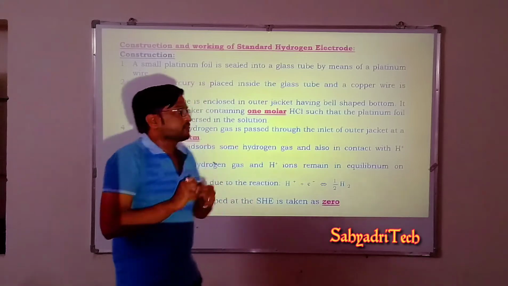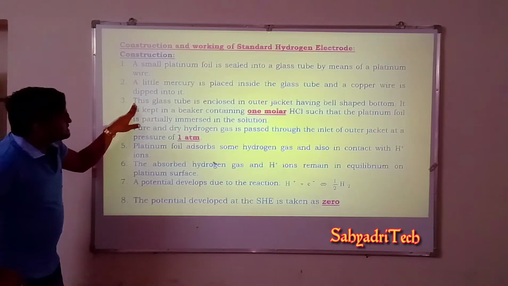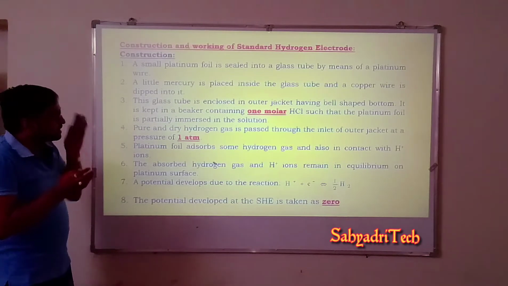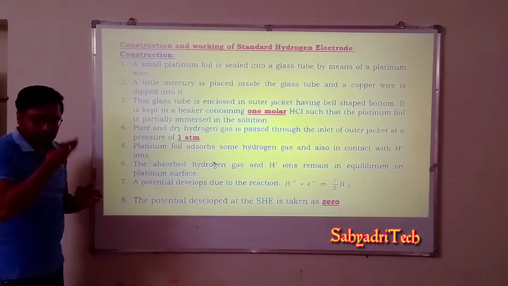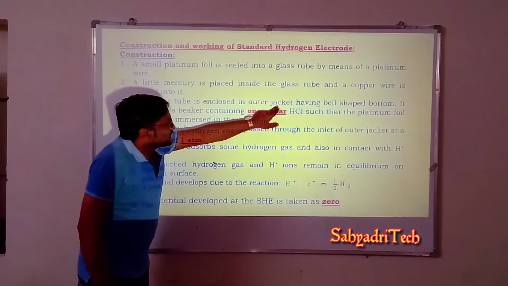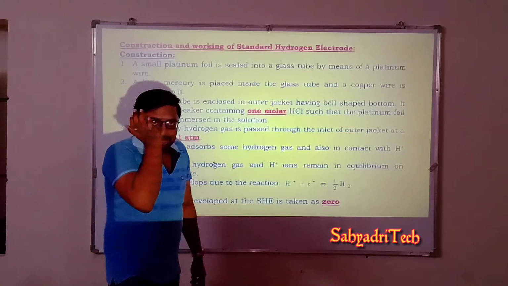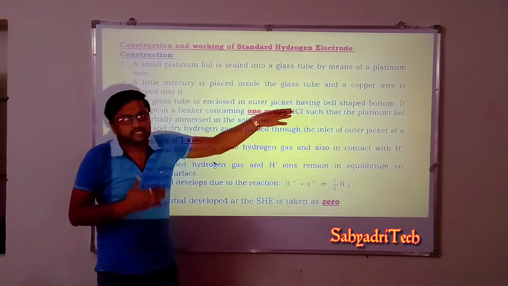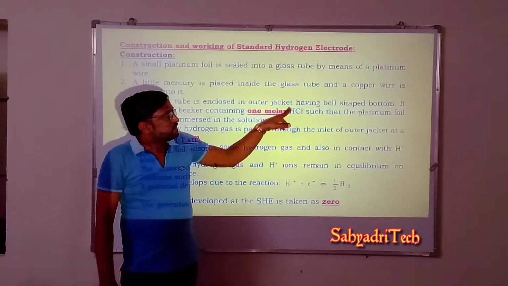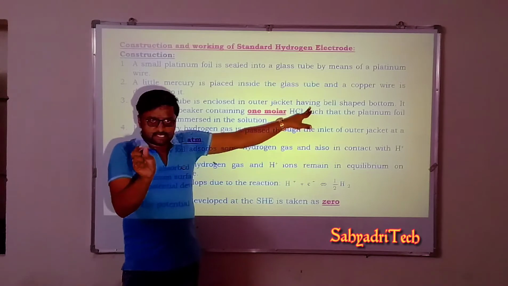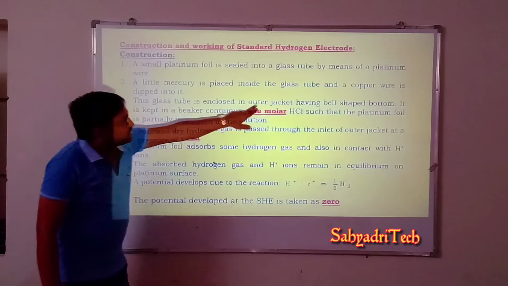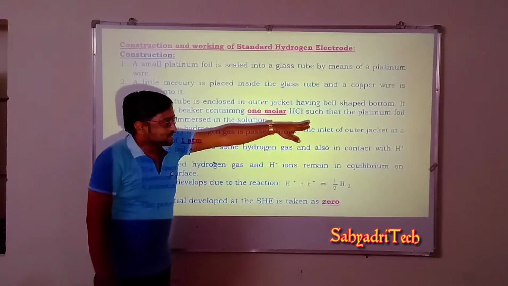Well, next point: this glass tube is enclosed in an outer jacket. What is that outer jacket? It is also made up of glass itself. Okay, so this glass tube is enclosed in an outer jacket having a bell shaped bottom. When you look at the diagram, we can easily understand that it has a bell shaped bottom, or I can say wide bottom, and there will be small pores present at the bottom. So we say that the glass tube is enclosed in an outer jacket having a bell shaped bottom.